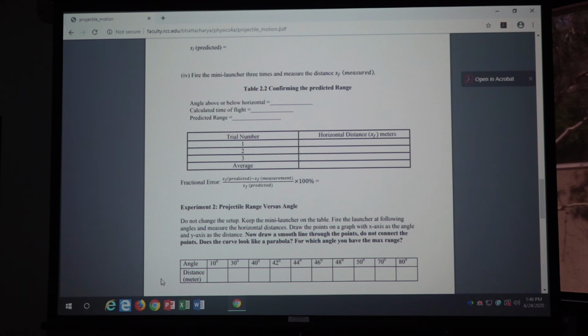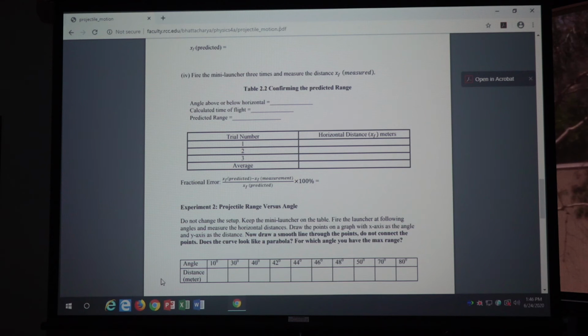This is the part we already did for you. So it would be 30 degrees again, and the calculated time of flight. You write down what you got, and the predicted range you got. And then these are the distances we gave you. We fired it, and actually we gave you those distances.